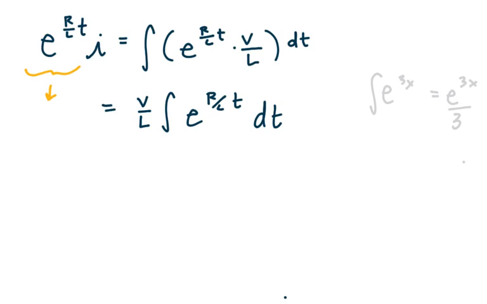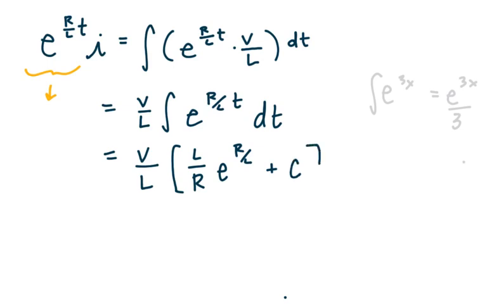So in this case, we're treating that r over L like the 3. And so this integral of this piece, e to the r over L times t, it's still going to be e to the r over L times t, but we're going to divide by that coefficient r over L. And dividing by that coefficient is going to be the same as multiplying by the reciprocal because it's rational. So what I end up with here is v over L, I have L over R, e to the r over L t plus c.